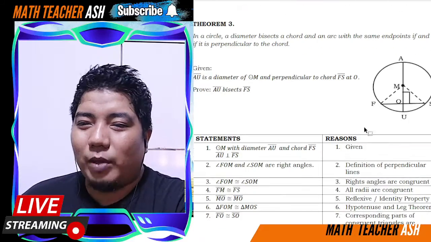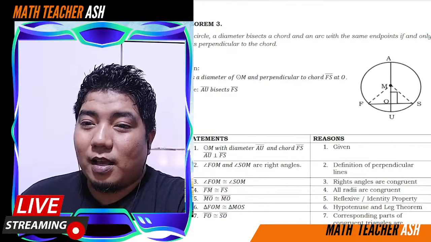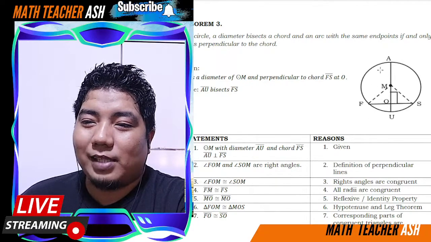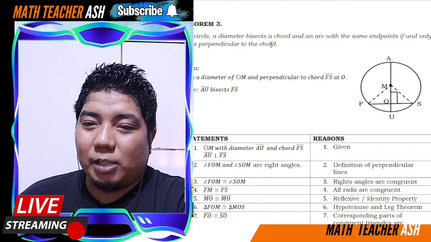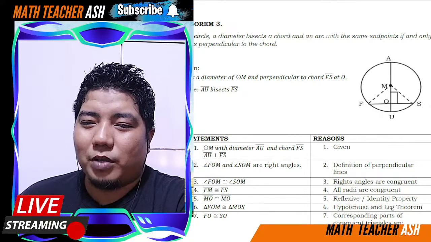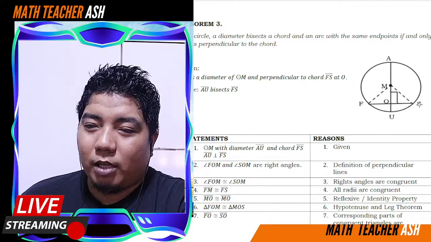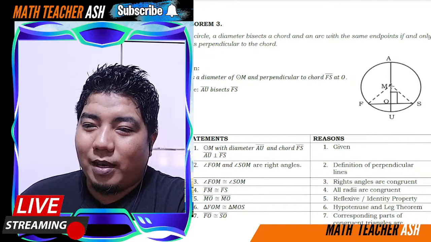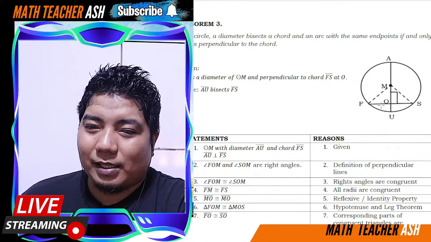Okay, so here we have in a circle a diameter bisects a chord and an arc with the same endpoints if and only if it is perpendicular to the chord. Okay, so if this chord and this chord is perpendicular with each other, then this diameter bisects the chord.